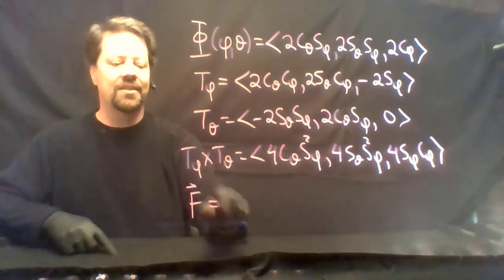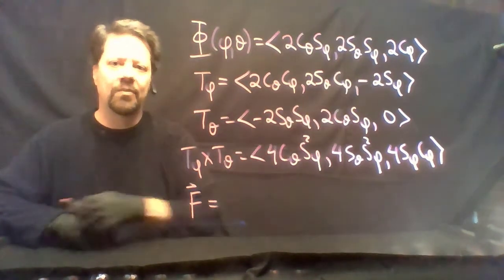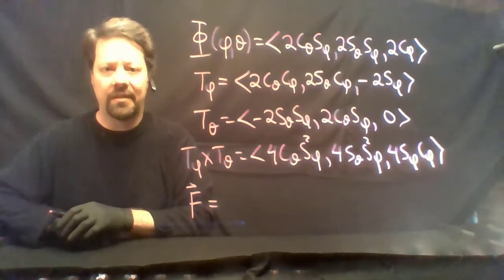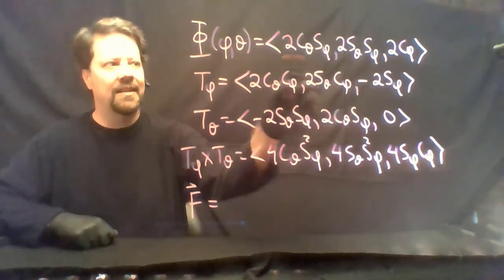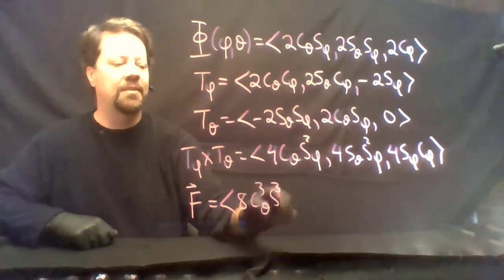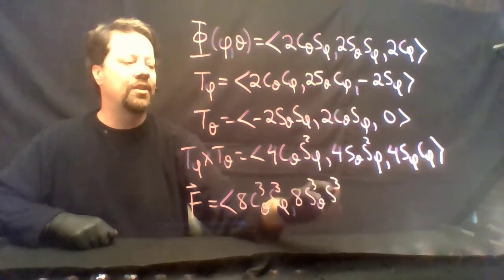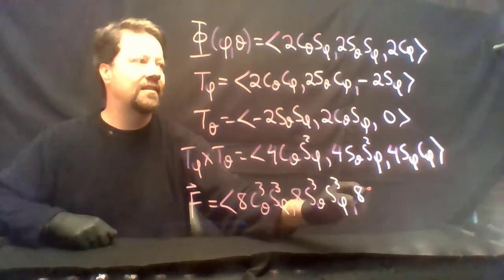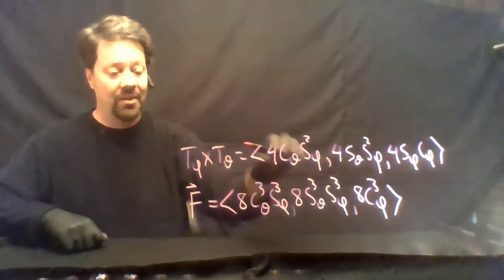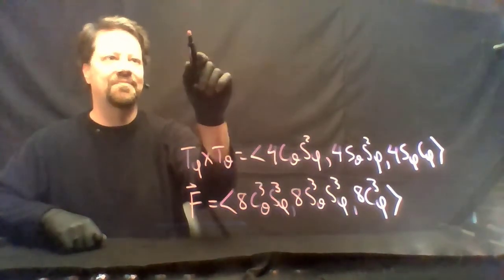We need next to evaluate the vector field on our surface parameterization. Remember, the coordinates of the vector field were x cubed, y cubed, z cubed. That's going to be 8 cosine cubed theta sine cubed phi, 8 sine cubed theta sine cubed phi, and then 8 cosine cubed phi. We take the dot product of F and T_phi cross T_theta.